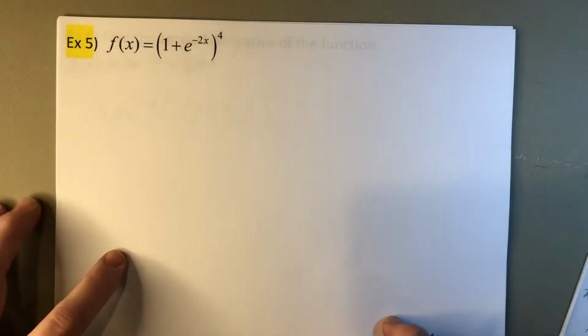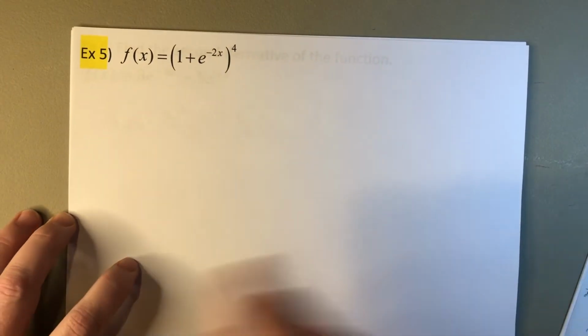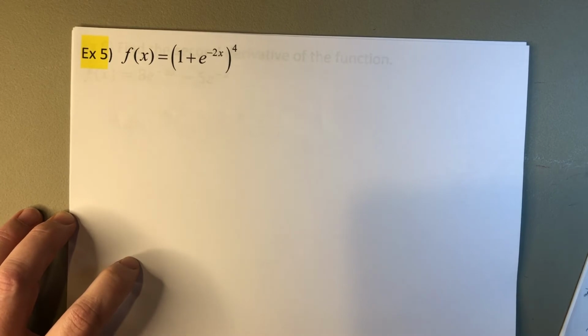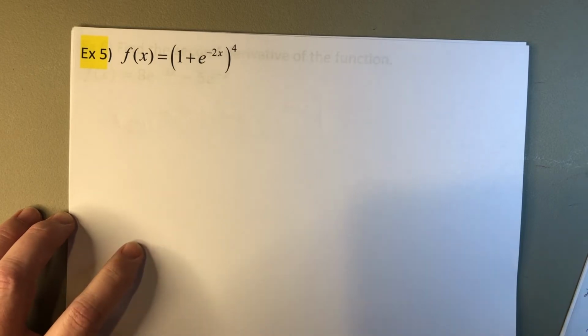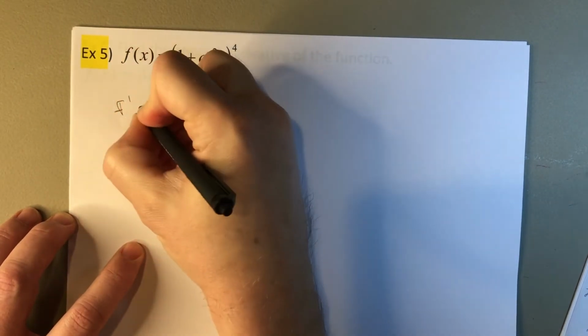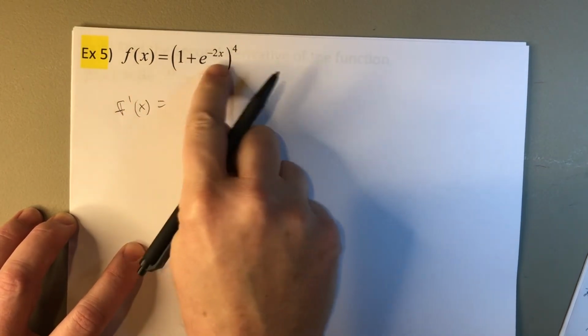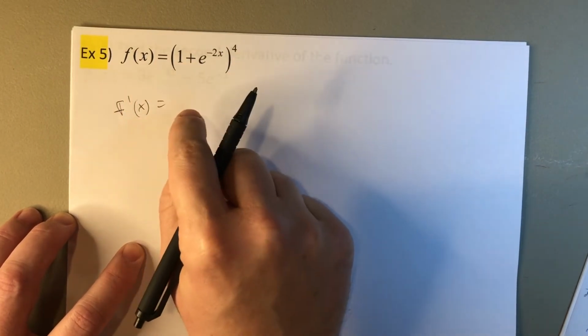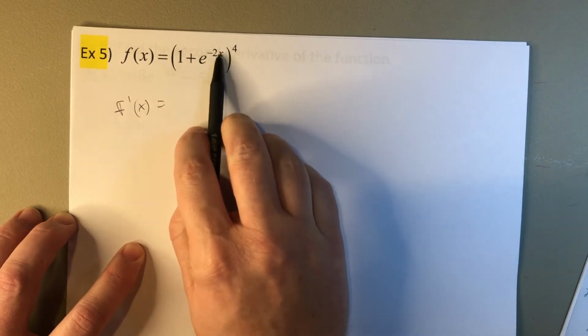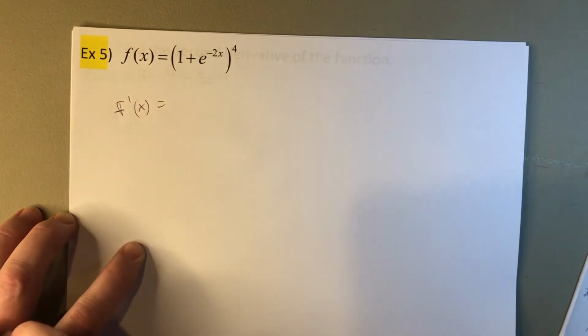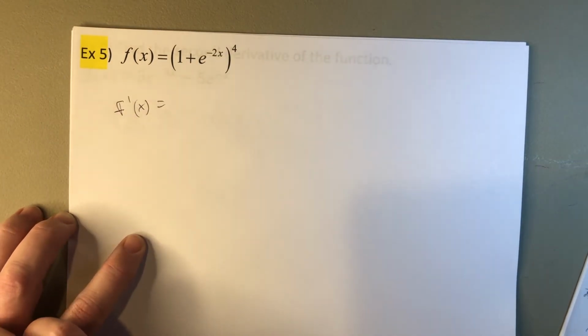Let's look at this one. So this one is a little bit more complicated, I guess. It really depends on how you see it. I'll try to keep this as straightforward as possible. So we do have to use the chain rule for the overall function. But within that, we also have to know how to differentiate e to the negative 2x. So let's see how this works.